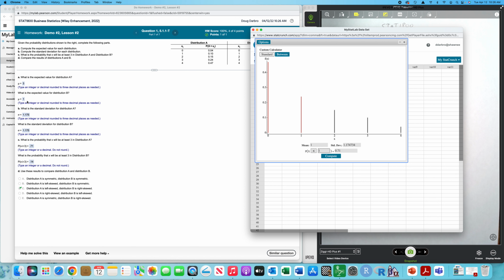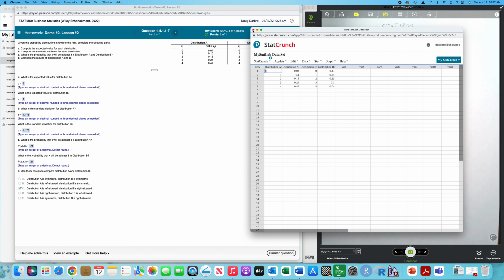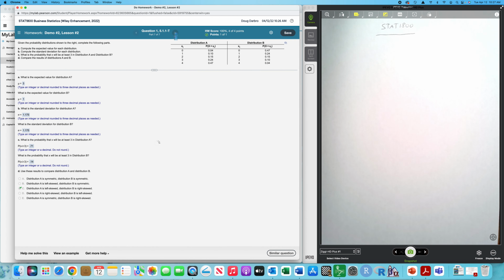You can see that the mean for distribution B is 1. You can see that the standard deviation is 1.75. Now, it also asks what's the probability that X is greater than or equal to 3. So I need to change this. And you can see I get 0.14, which I entered right here. All right, next question.